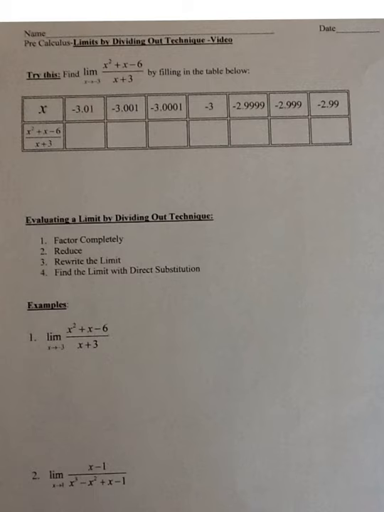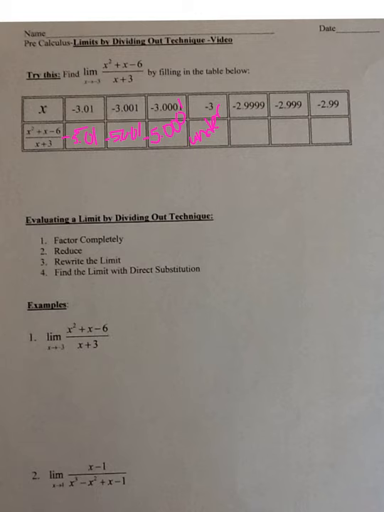Okay, so when we plug in -3.01, we get -5.01. When we plug in -3.001, we get -5.001. When we plug in -3.0001, we get -5.0001. Now, when we plug in -3, we get an undefined.